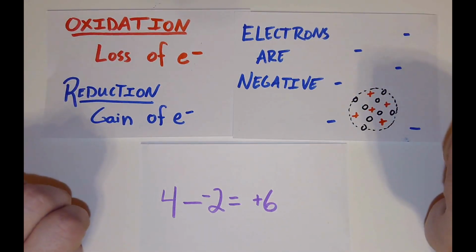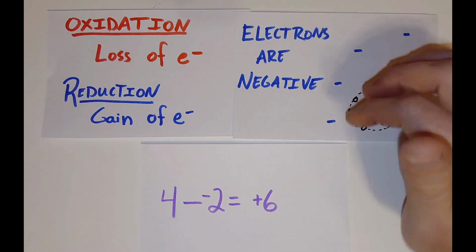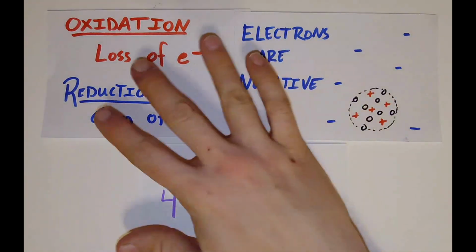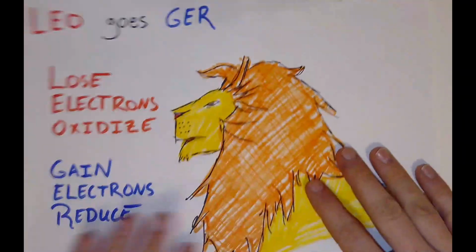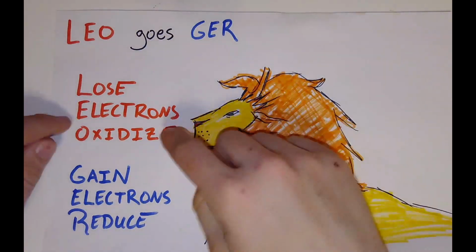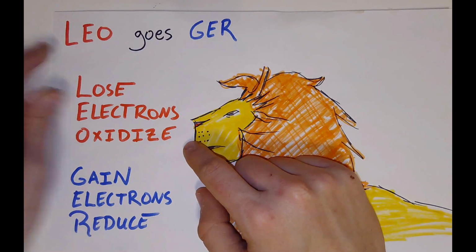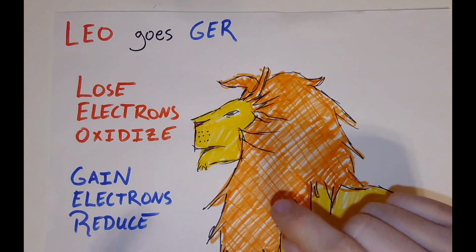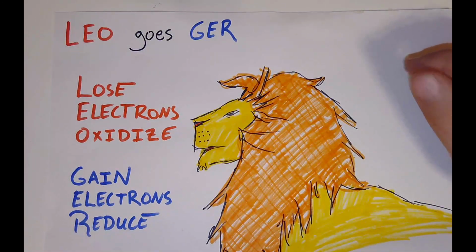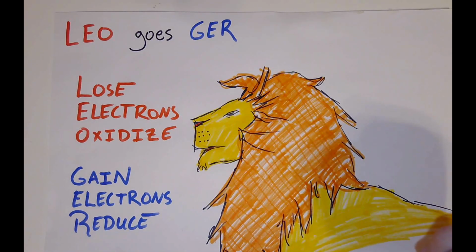Now, I think there's an easy way to remember this. Because frankly, remembering that oxidation is loss and reduction is gain doesn't work for me that well. But there's a mnemonic. And that mnemonic is Leo the lion goes grr. So, if you lose electrons, you oxidize, and if you gain electrons, you reduce. L-E-O, G-E-R, Leo says grr. And this works better for me. So this is going to help me remember what is oxidation and what is reduction. If I lose electrons, I'm going to call it oxidation.